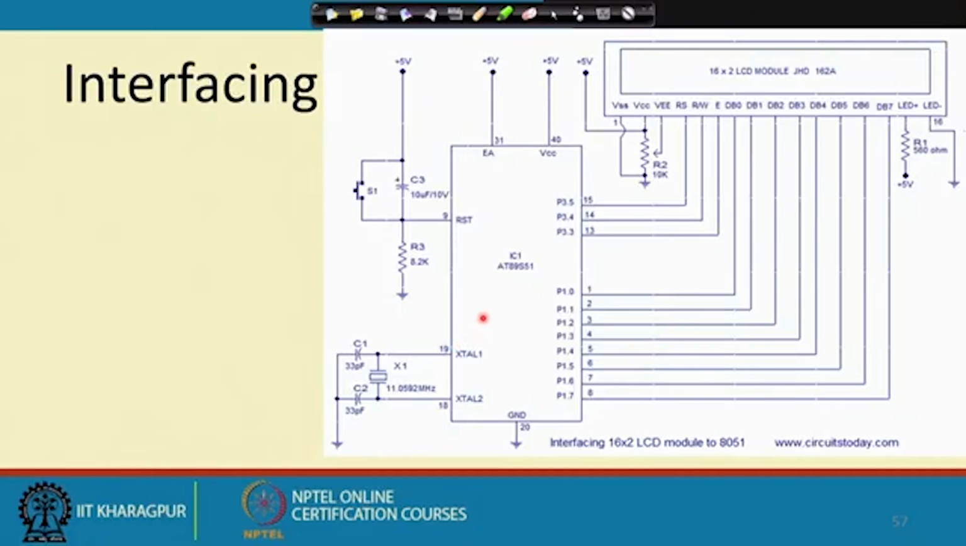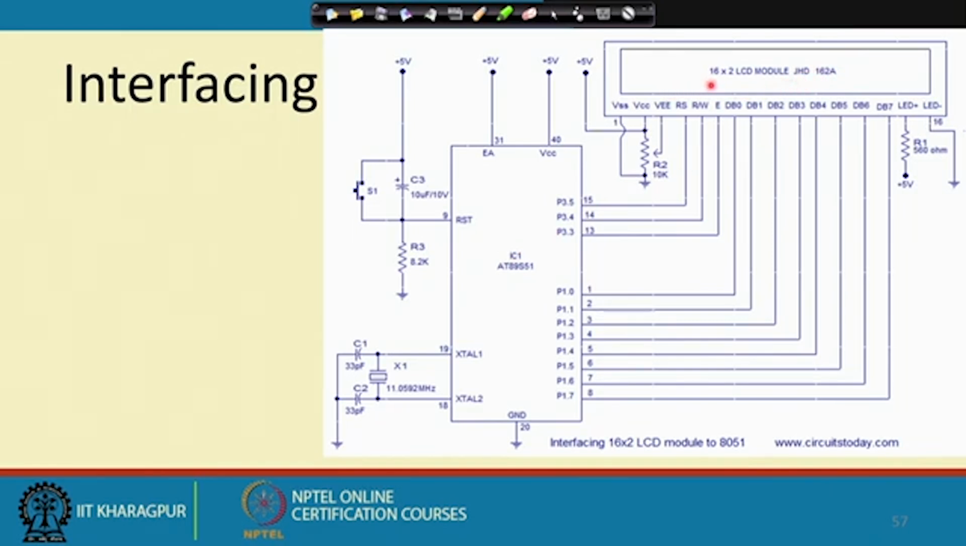After sending each data byte, you can give a write control to the LCD display, and it will be output onto the corresponding register. So, this is the interfacing diagram. This particular diagram is for the display 162A, JHD 162A.